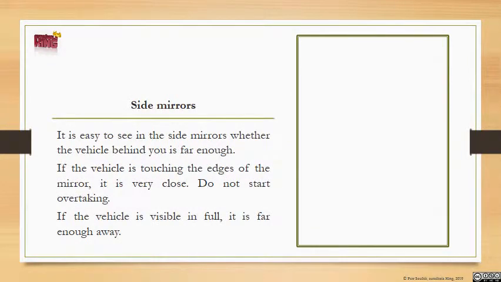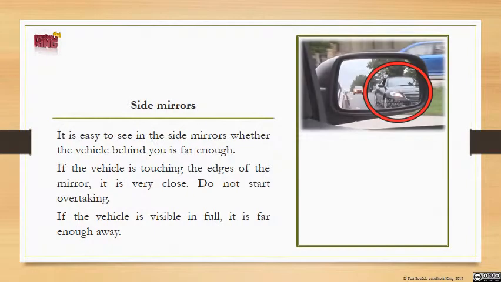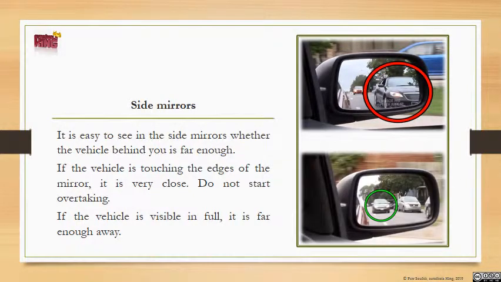It is easy to see in the side mirrors whether the vehicle behind you is far enough. If the vehicle is touching the edges of the mirror, it is very close. Do not start overtaking. If the vehicle is visible in full, it is far enough away.